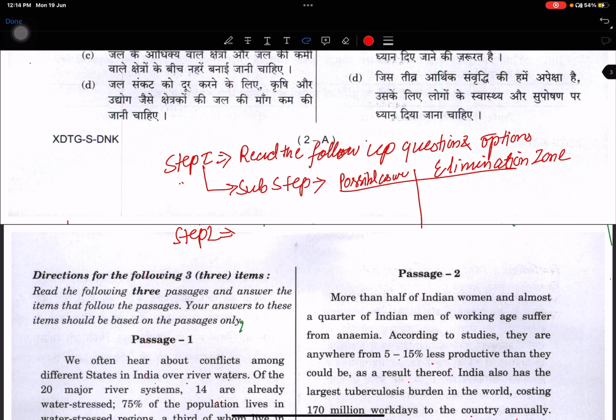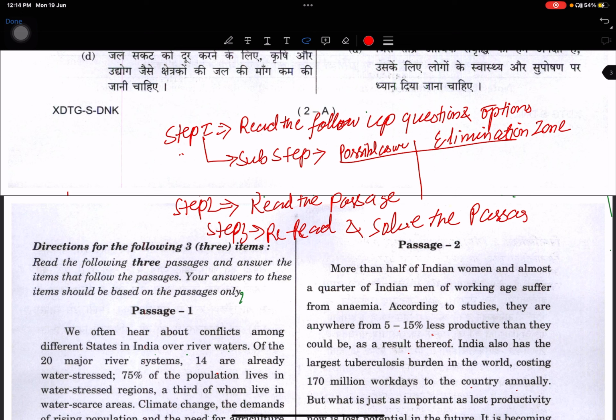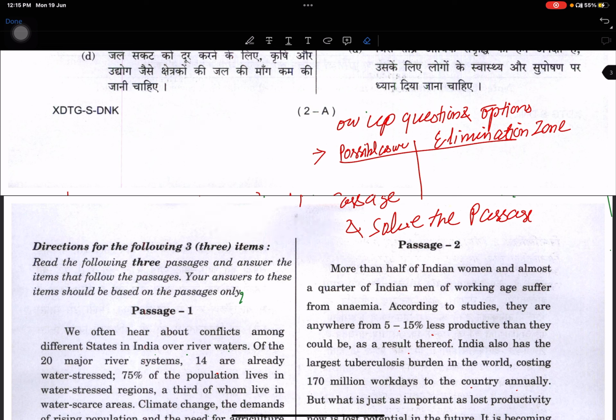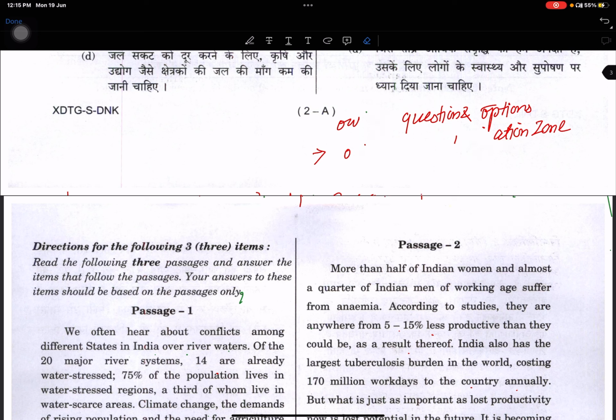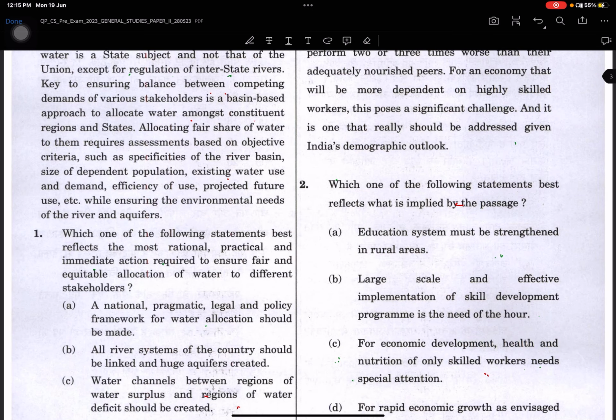In Step 2, we will read the passage. Step 3, reread the question and solve the passage. I have told the steps very briefly so that you can memorize them a bit. For the detailed steps, please watch the first video. So, without wasting your time, we are going to solve passage 2. So we are going to follow Step 1.